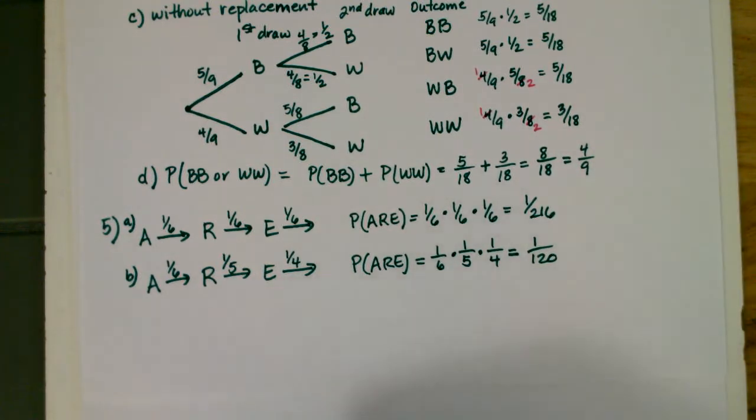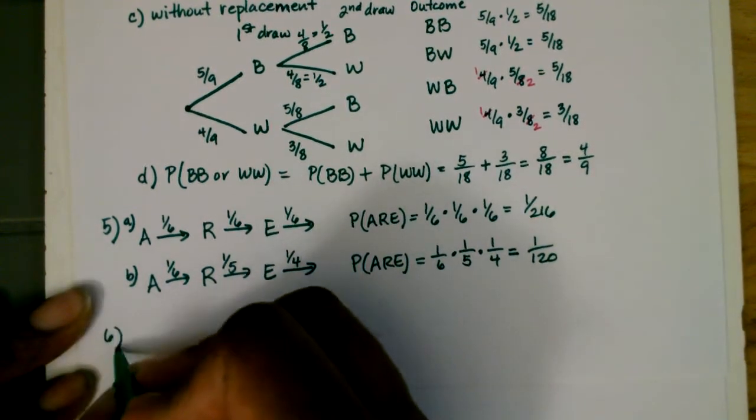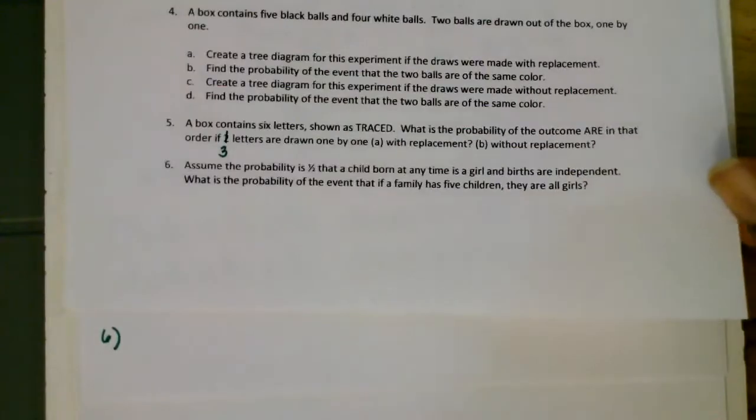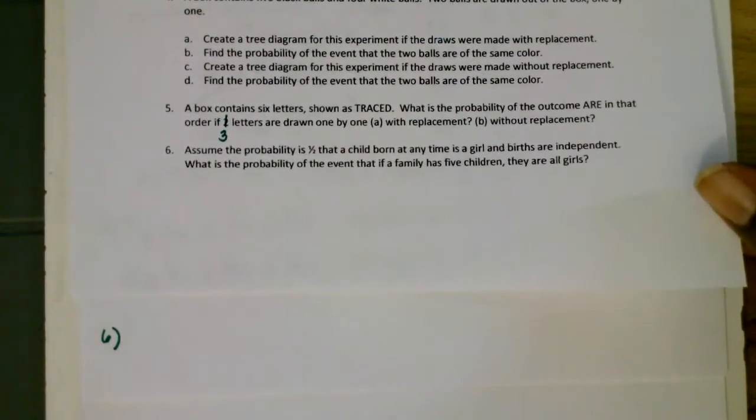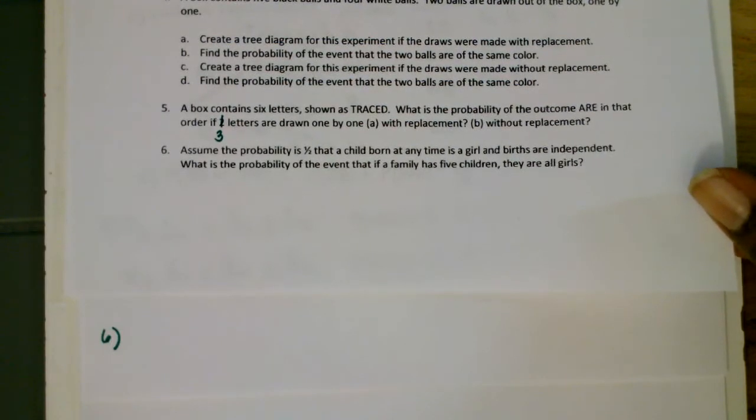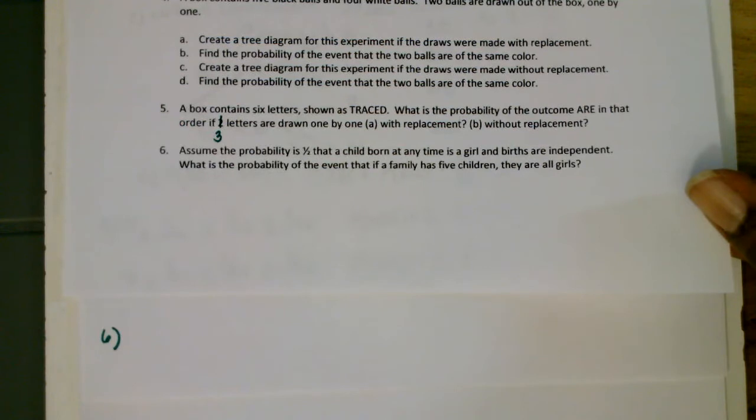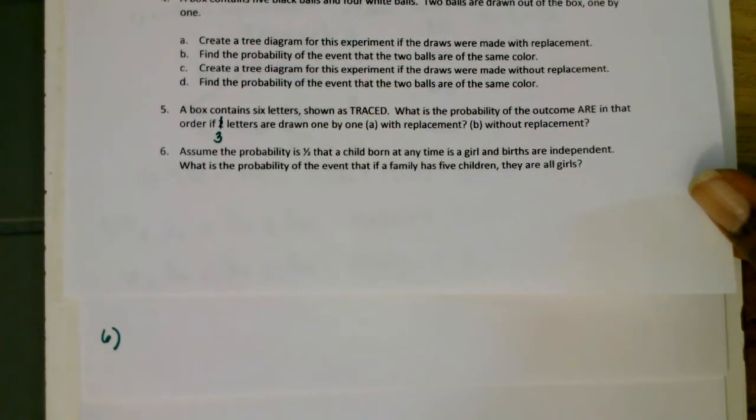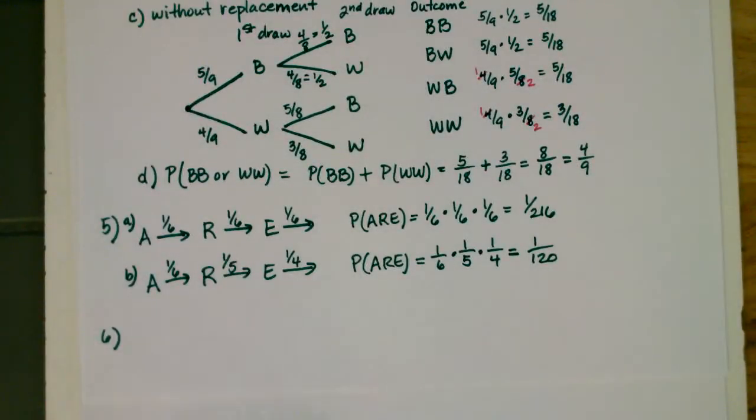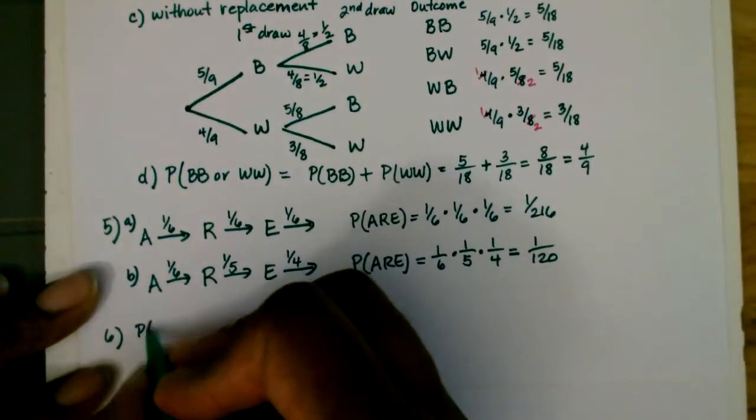All right, problem number 6, not to squeeze that down here at the bottom. Problem number 6 says here, assume the probability is 1/2 that a child born at any time is a girl and both are independent. That means one has nothing to do with the other. What's the probability of the event that if a family has 5 children, they are all girls? Okay, so the probability of one girl is 1/2.